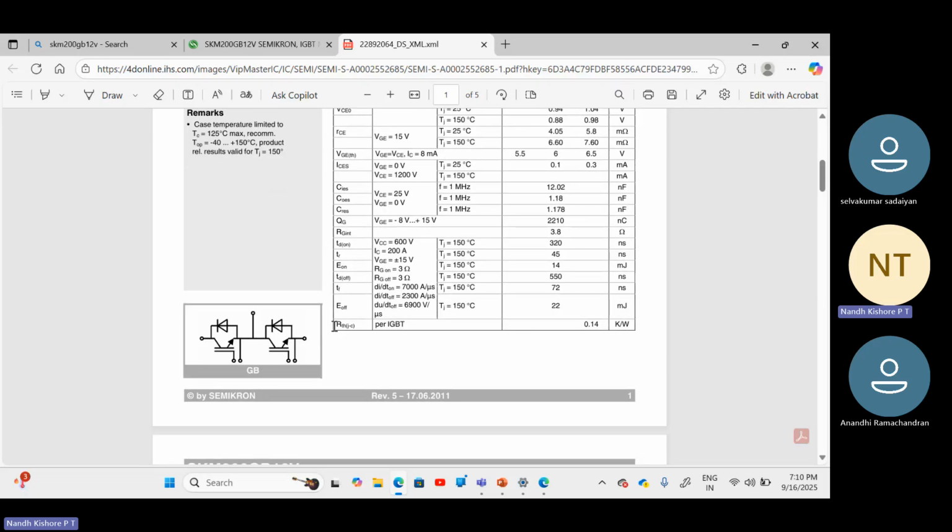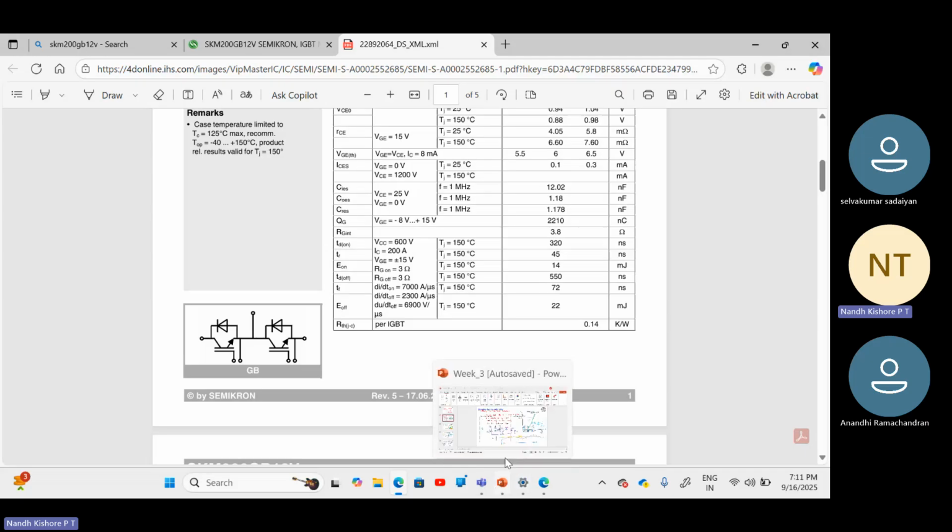See, we should be interested in this. R theta per IGBT is 0.14 Kelvin per watt. That means that for every watt of loss that will occur, the temperature increases by 0.14 Kelvin. So for every watt of loss that occurs, the temperature increases by 0.14 Kelvin.